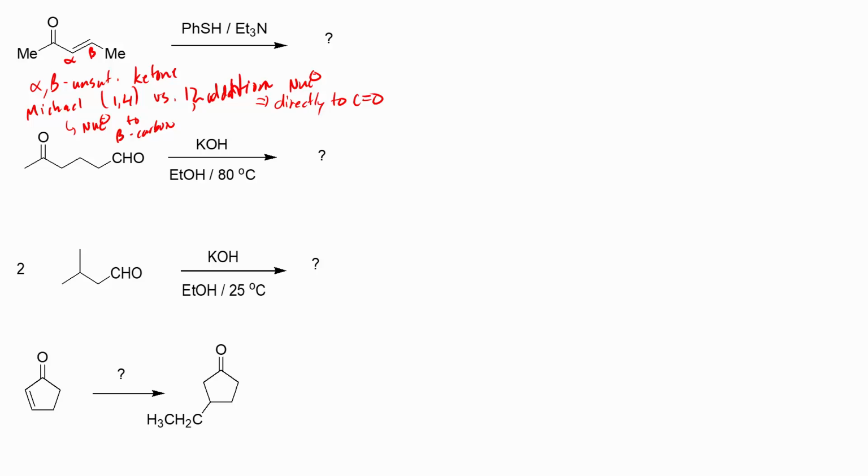If we did the 1,2 addition product, this would be a hemithioacetal, and this would be an unstable compound. It would definitely go back to starting material plus thiophenol. So this can only go in a forward direction if it's a Michael addition reaction.